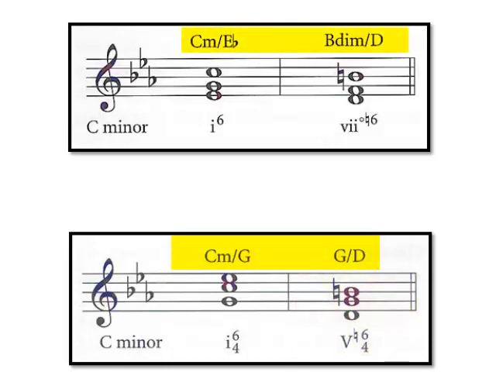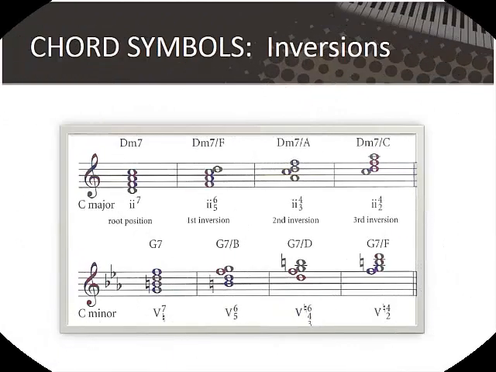When you're showing the root and the quality chord symbols, they're always written above, and they're always written the same way.